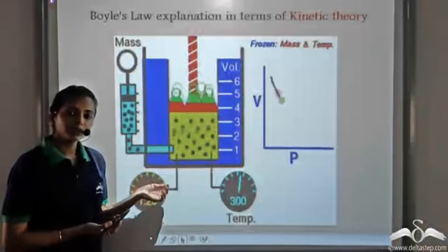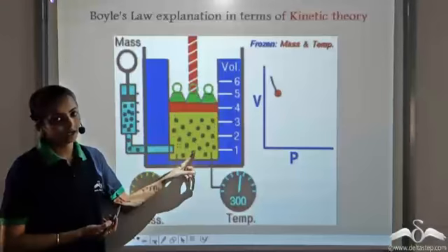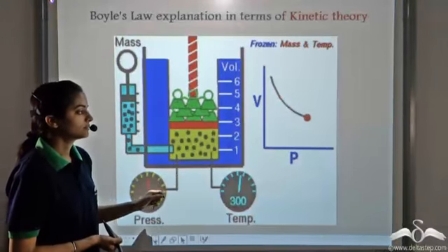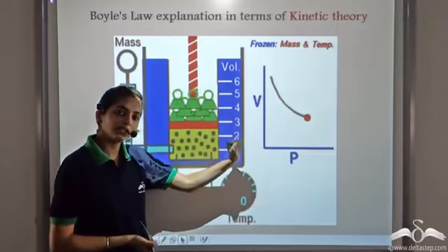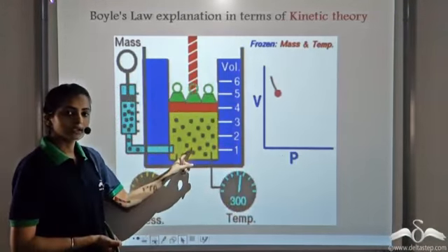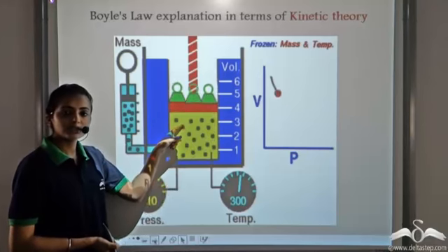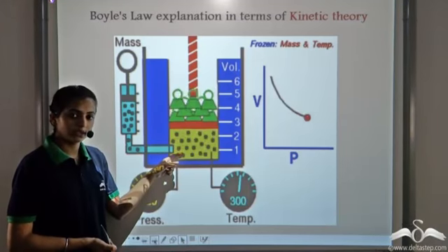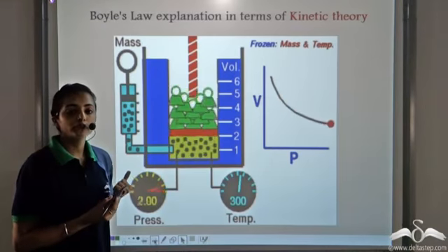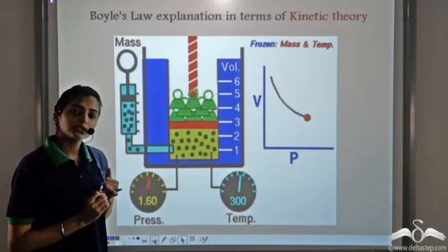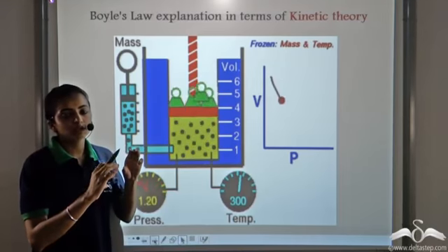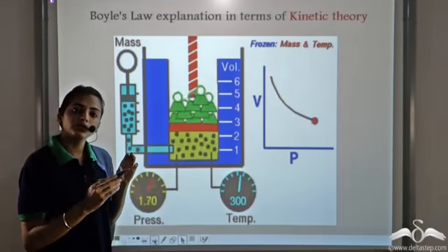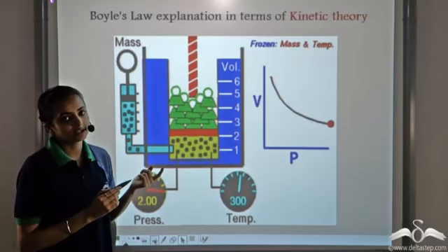Now let's explain Boyle's law in terms of kinetic theory. We have seen that pressure and volume are inversely related. So what is happening here is, as external pressure increases, the internal pressure has to increase. This means the number of hits per unit time has to increase, and this is possible only when the volume is decreased. As the volume is decreased, the number of hits per unit time increases and the pressure increases.